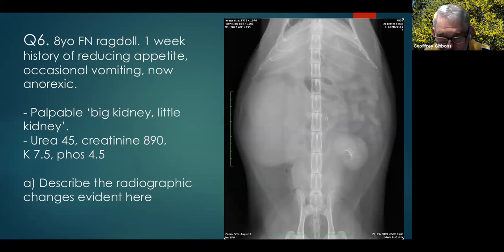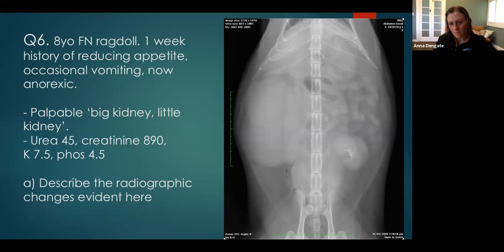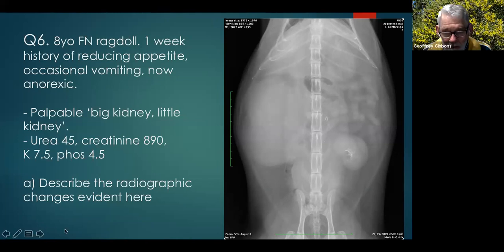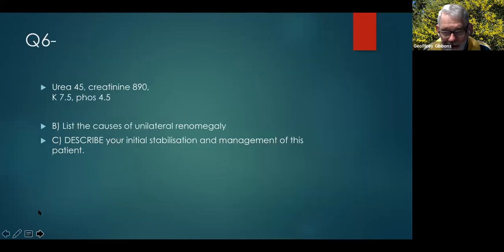It hasn't got a very nice margin. The margins of the bladder are a little bit rough, really. They're not smooth or regular. Yeah.